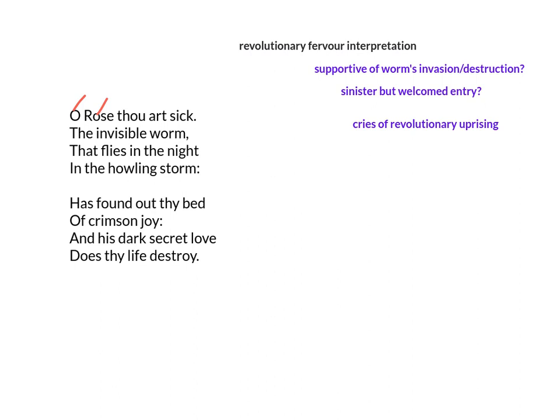Has found out thy bed of crimson joy. So I think the bed here becomes symbolic of luxury and privilege. Depending on your view of the monarchy, of course, I know what mine is, but bed here might imply an idleness and a laziness. What do they do all day?